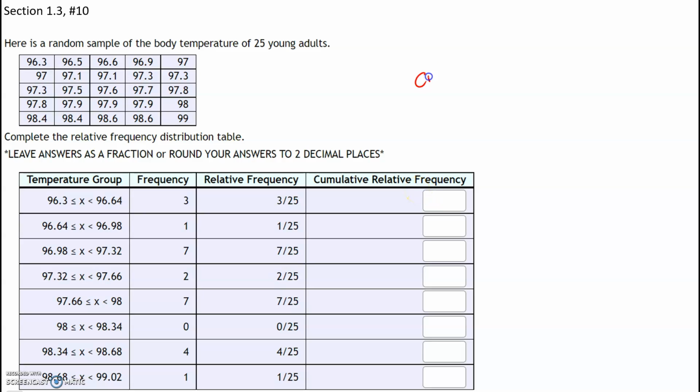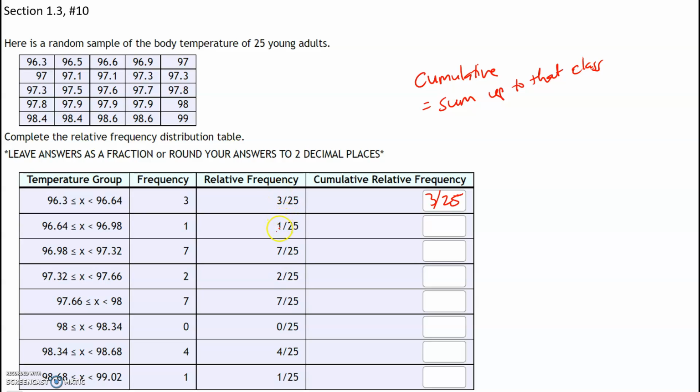The word cumulative refers to the sum up to that point, or up to that class. So for the first one, the cumulative frequency is just going to be 3 out of 25 because there's nothing above it. To find cumulative frequency, we're going to add up that class and all the ones above it. That's what sum means. Sum means addition. So we add up that class plus all the classes above it.